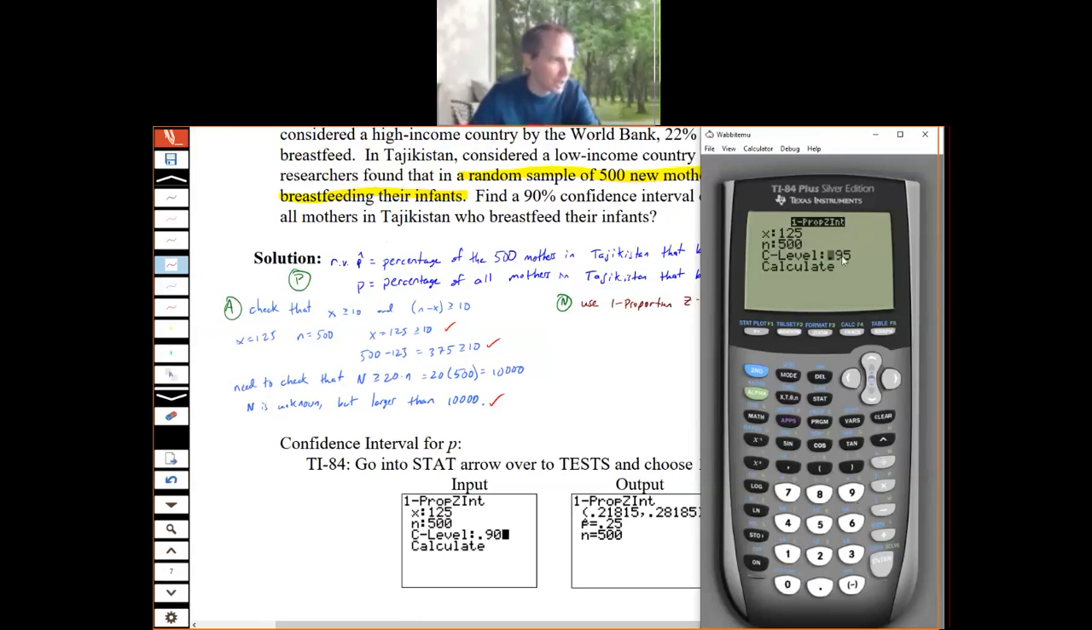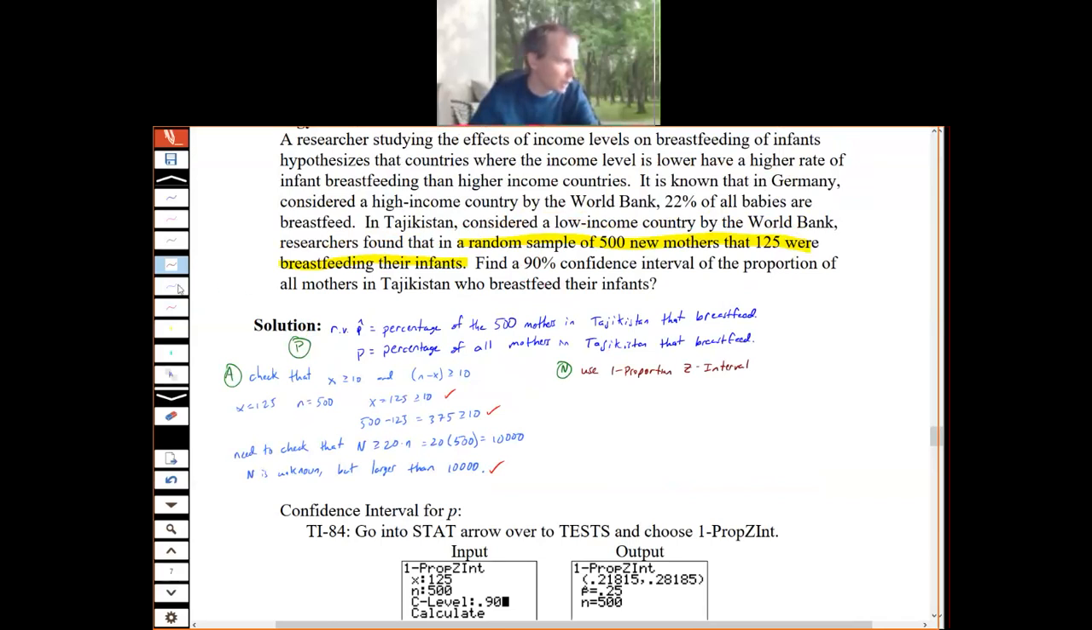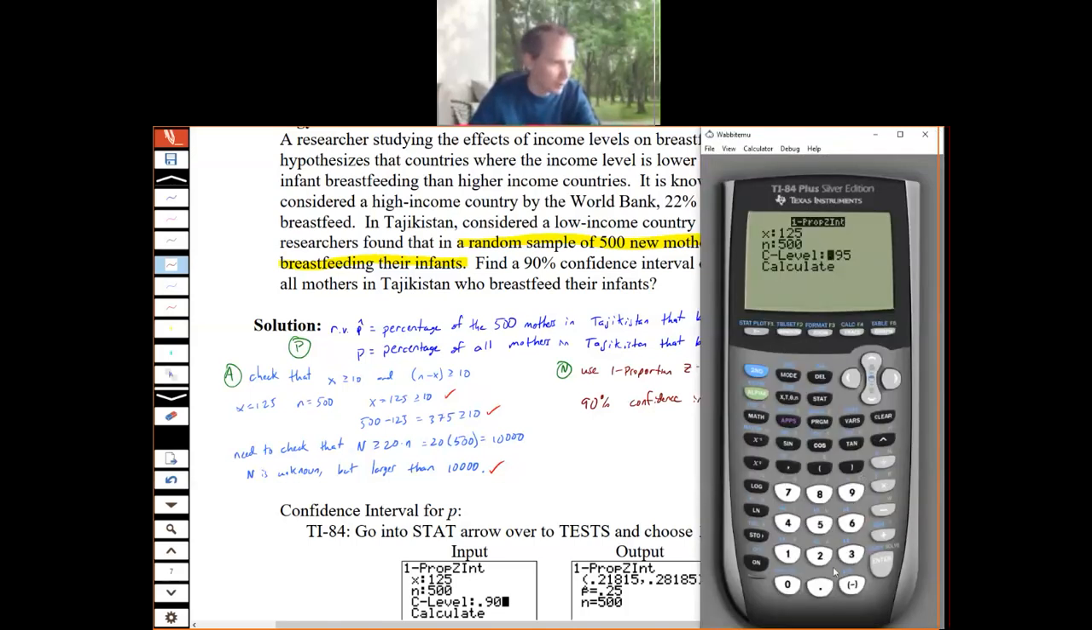And the C level stands for confidence level. That's where I enter what my confidence level is as a decimal. And they said that I wanted to find a 90% confidence interval. So I'm going to use C level equals 0.90. You just hit 0.9, 0.9, it's all the same.